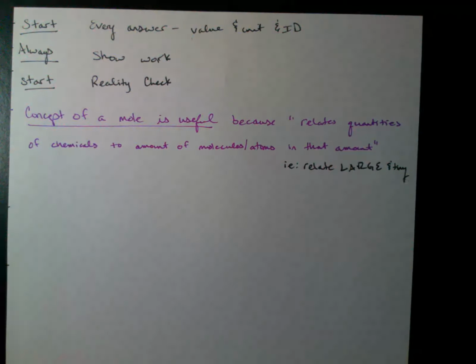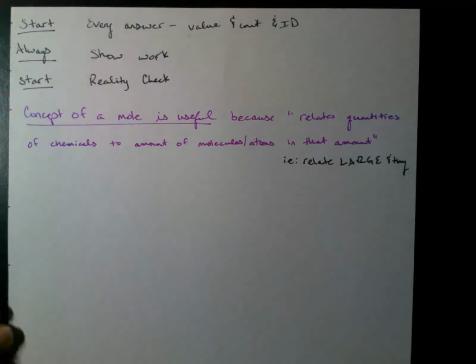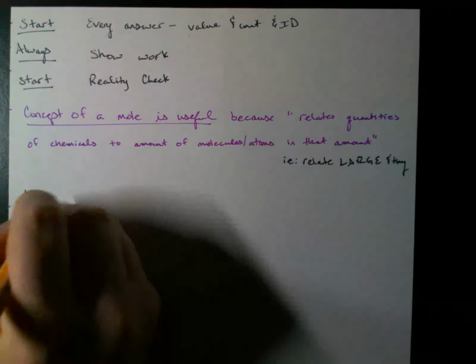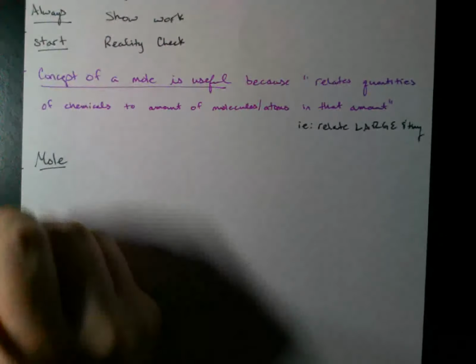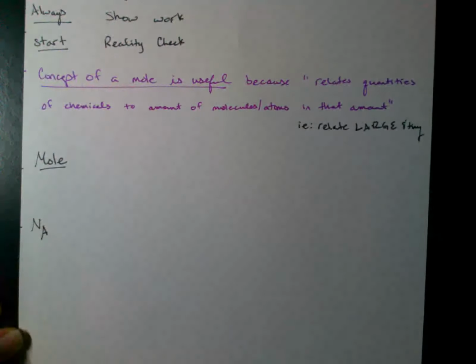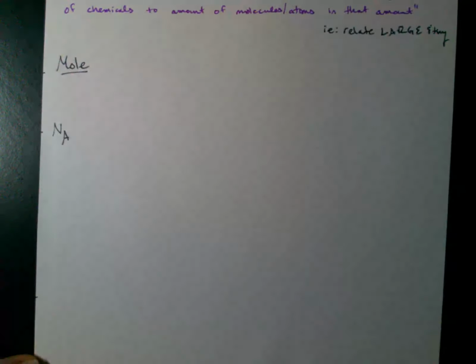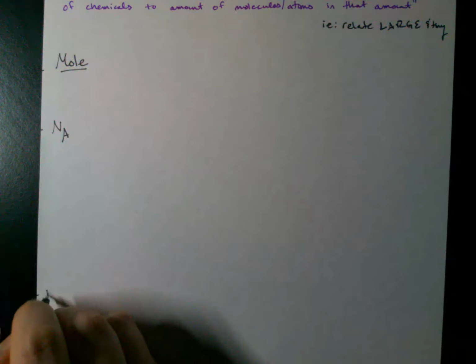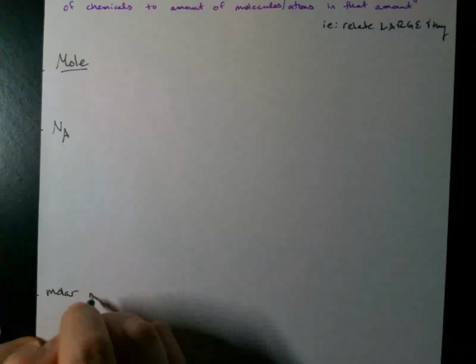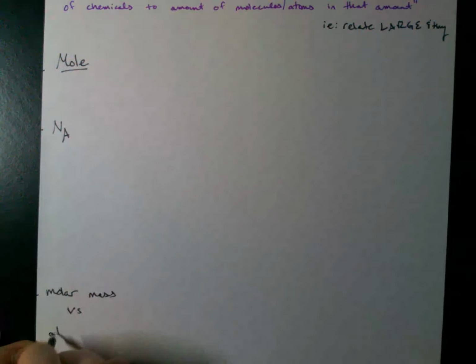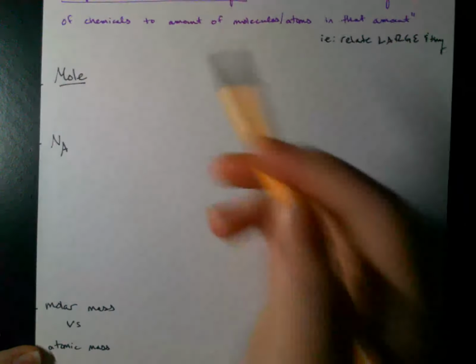So there are 3 things that I want you to take away from this. There's going to be the concept of a mole, Avogadro's number, which I'm going to abbreviate as N sub A because I'm lazy. You guys can't do that yet. And then we want to talk about the difference between molar mass, that's a capital M, and atomic mass. Okay? So let's go back up to the mole.